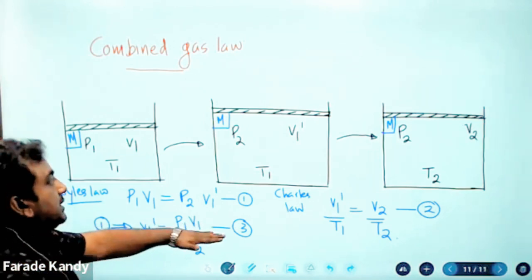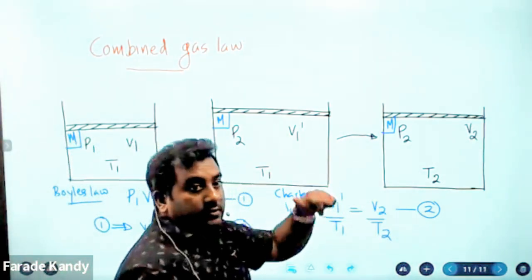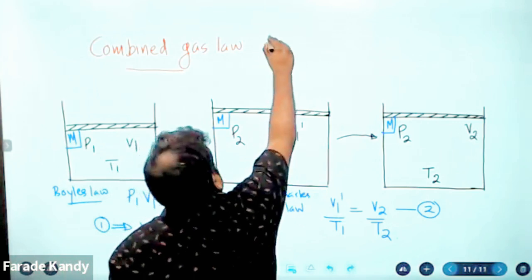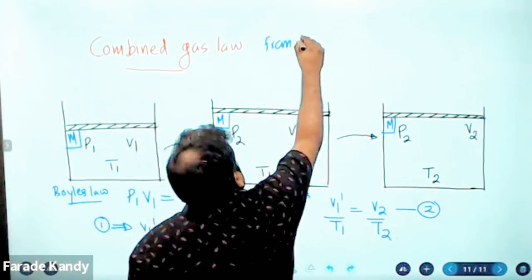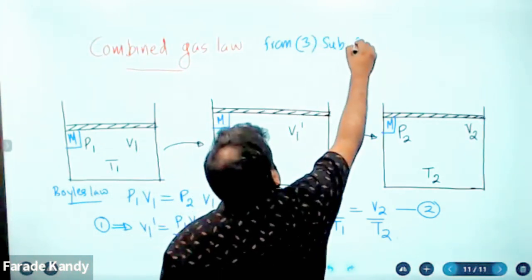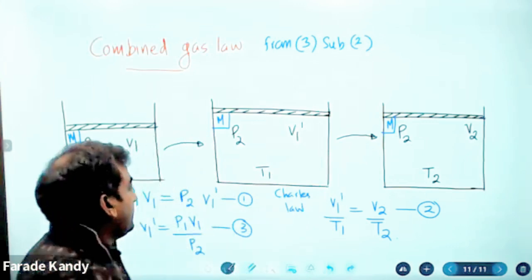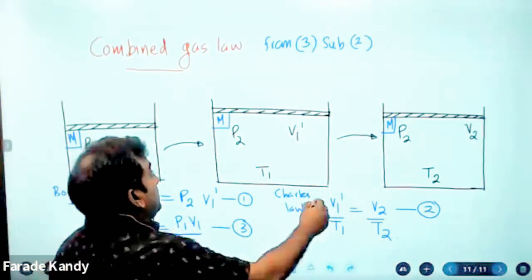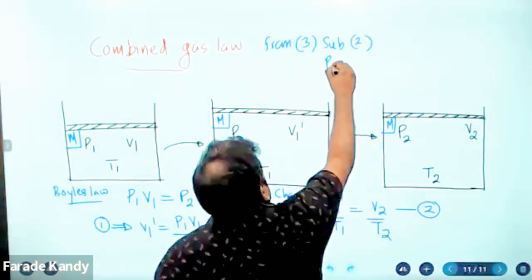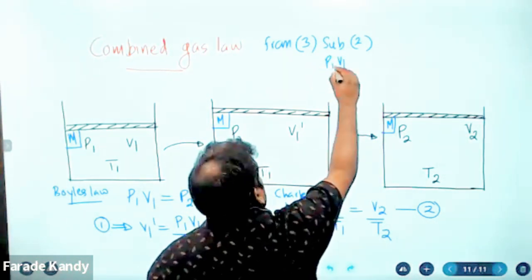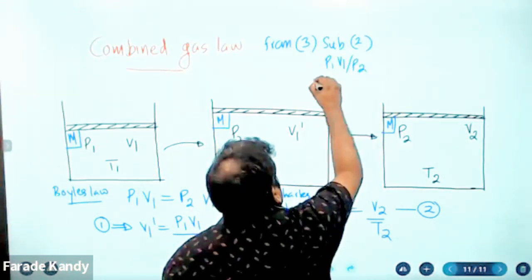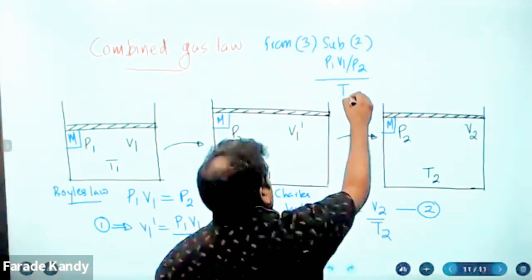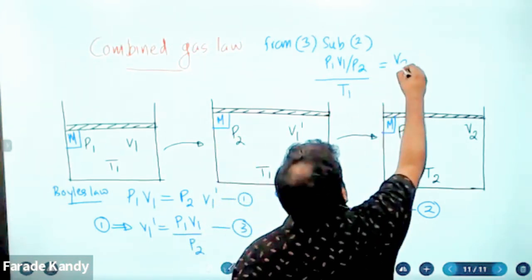Now take equation 3, substitute to equation 2. Do it. From 3, substitute to 2. Quickly do it. Wherever there is V1 dash, substitute this. P1 V1 divided by P2 over T1, V2 T2.